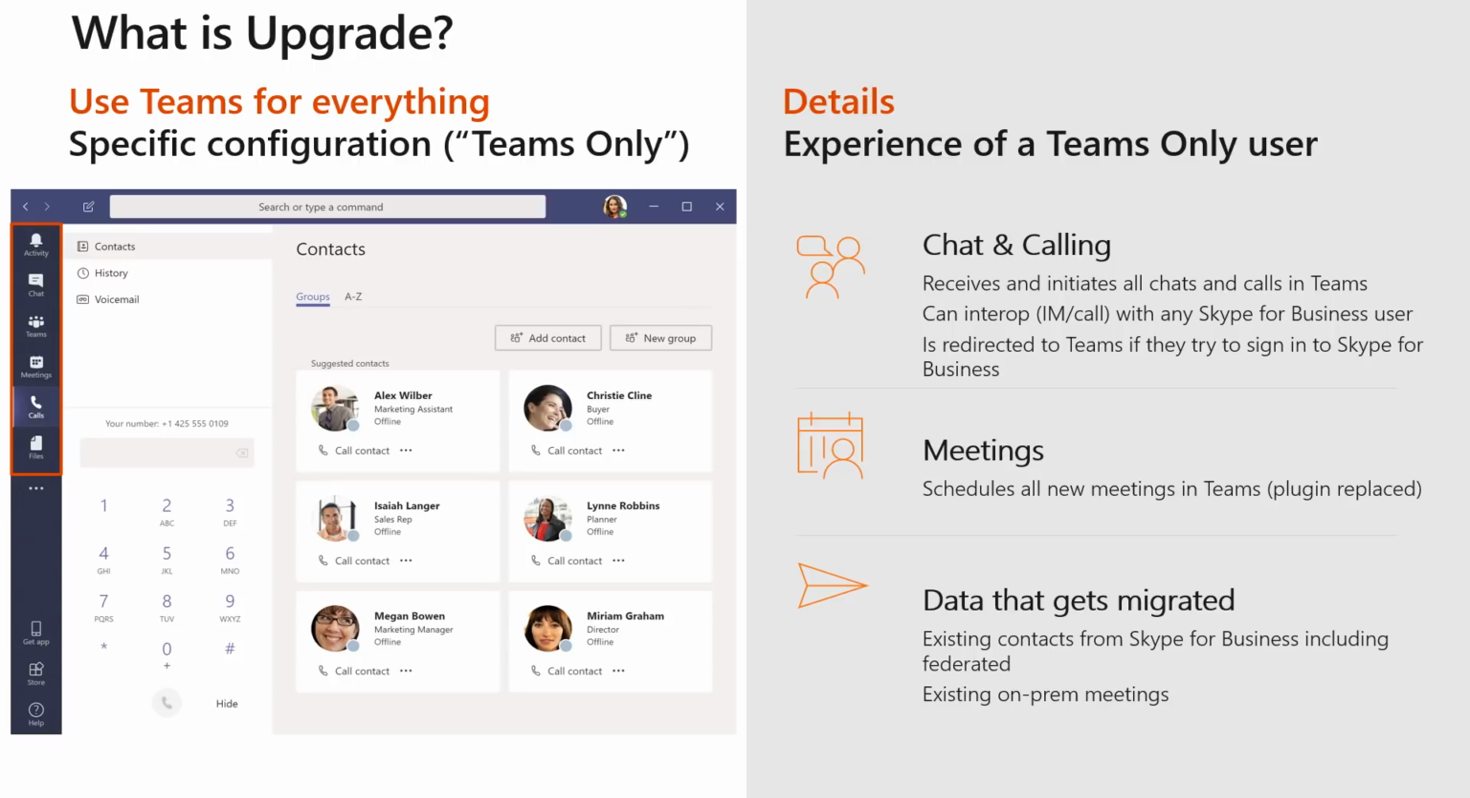Data will be migrated for you as part of the upgrade process. So the contacts that you had, your buddy list, if you will, that you had in Skype for Business, including your federated contacts, will be upgraded and migrated into your Teams client. If you are migrating from on-premises Skype for Business Server, we will plan to migrate your meetings as part of this process as well. Now, this is just a high-level breakdown of what upgrade is. We're going to dive deep into this as we go throughout the subsequent trainings.